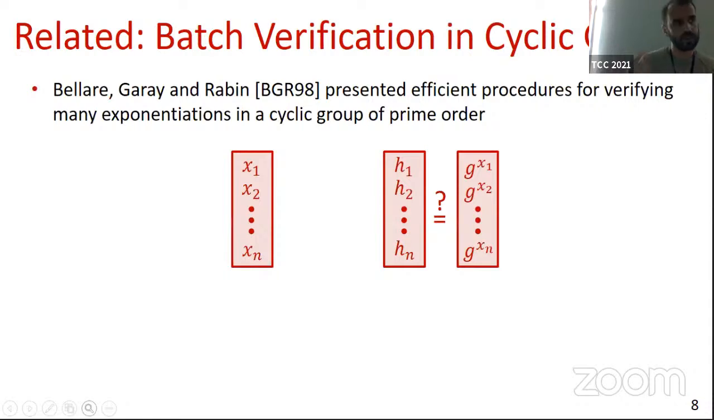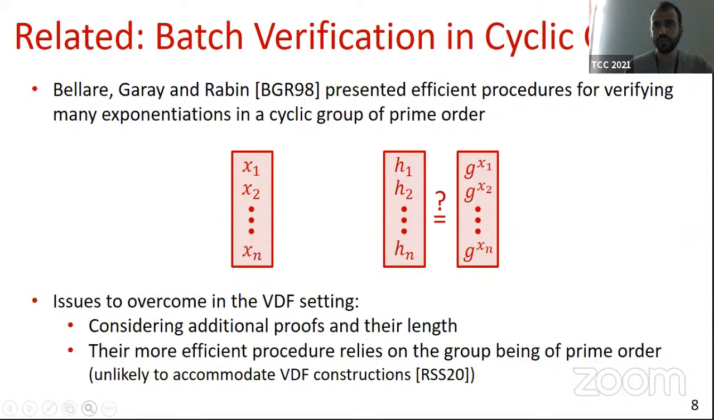You have a bunch of exponents, x1 through xn, and a bunch of group elements, h1 through hn, and you want to verify that hi is equal to g to the xi for every i, and some publicly known generator g of the group. So BGR presented two main procedures in order to do this more quickly than simply computing g to the xi for every i. And what we want to do is somehow translate their procedures to the VDF setting. And now there are two issues that we need to be minded of when doing that.